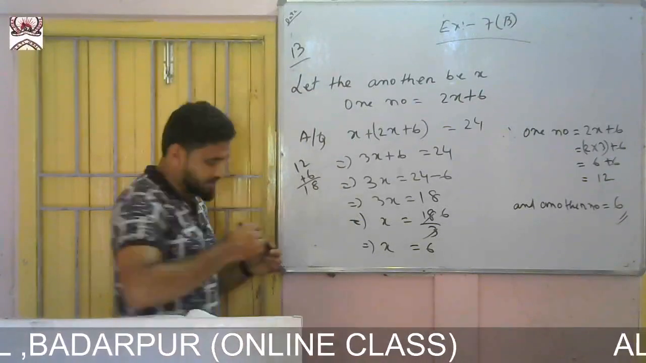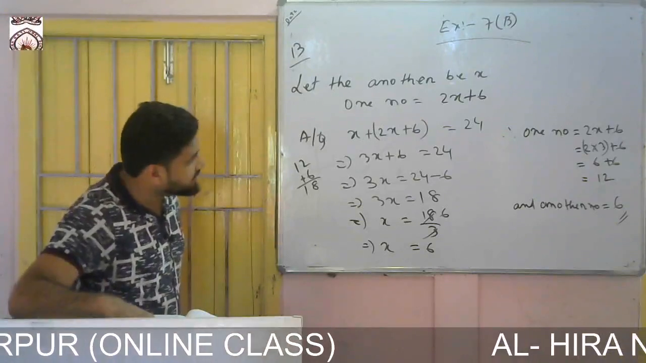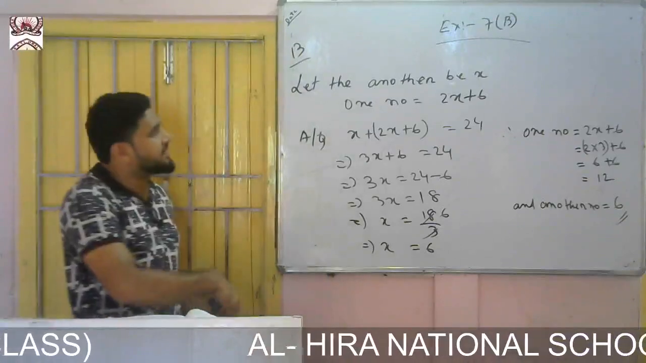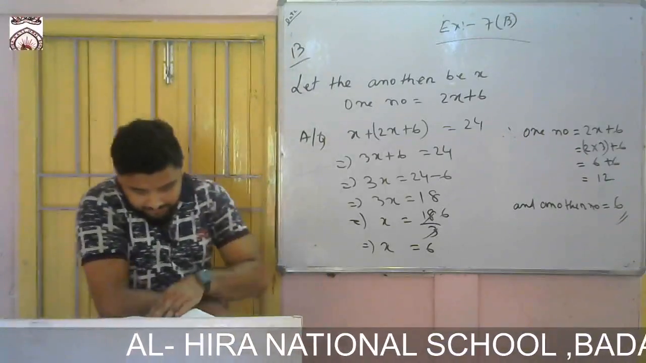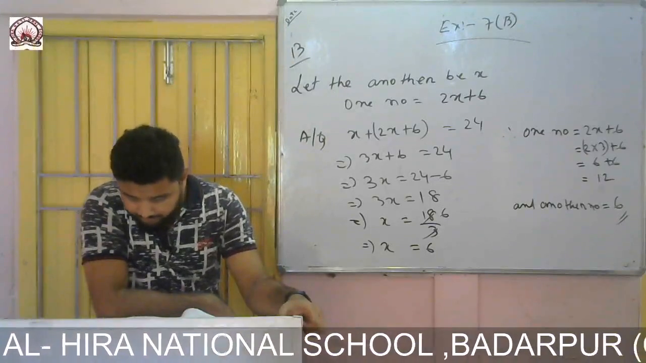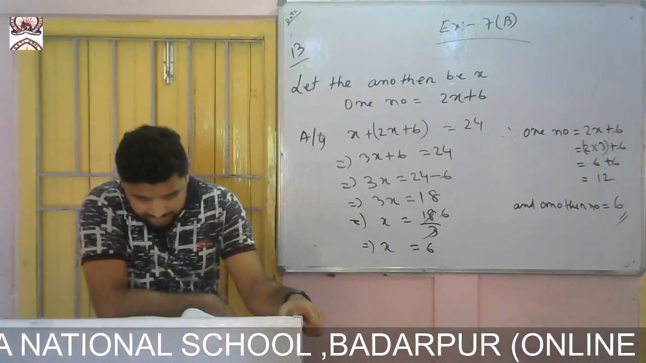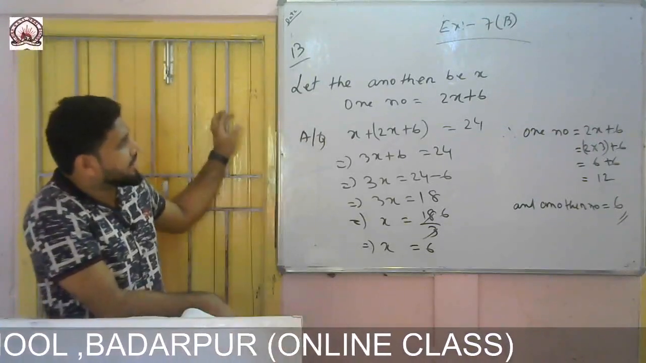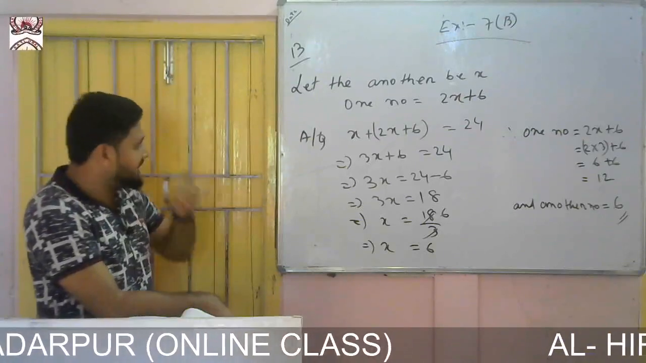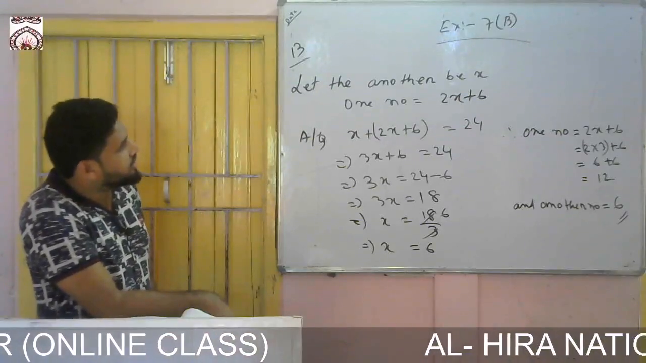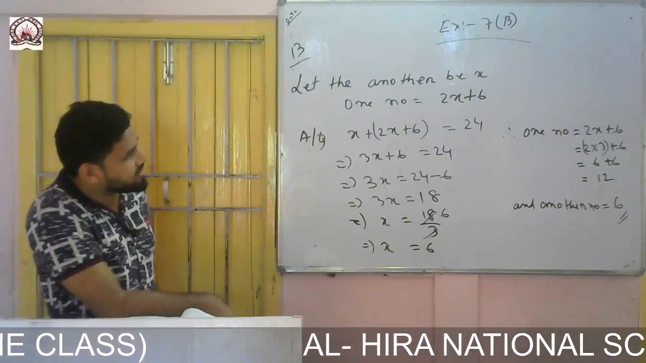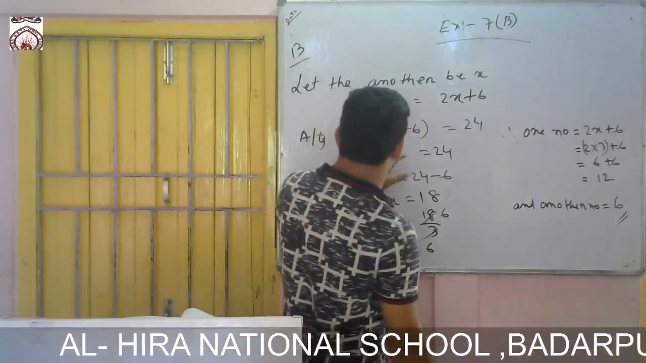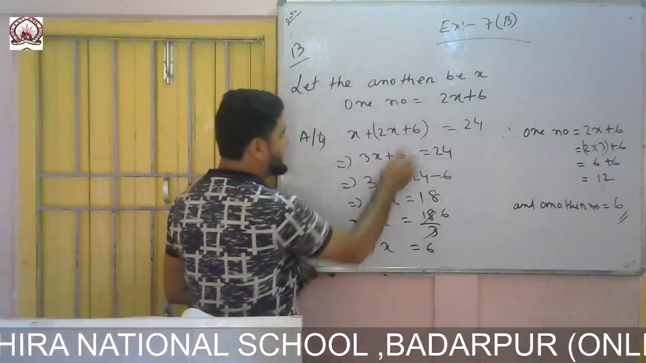This is 18. Wait, I think there is something wrong. Let the other number be x. A number is 6 more than 2 times another number. 6 more than 2 times of another number is twice x plus 6. So x plus twice x plus 6.